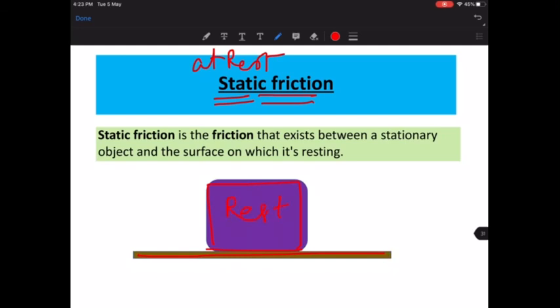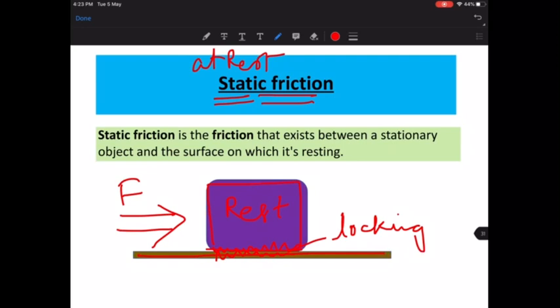I told you about the interlockings in the last class. If any object is at rest, what will happen? The box will have some irregularities, right? The ground will have some irregularities too. These irregularities are going to be perfectly locking into each other. Because they are locked, the object doesn't move. So if we have to unlock the irregularities, we have to apply some force to push this object and unlock all those irregularities.